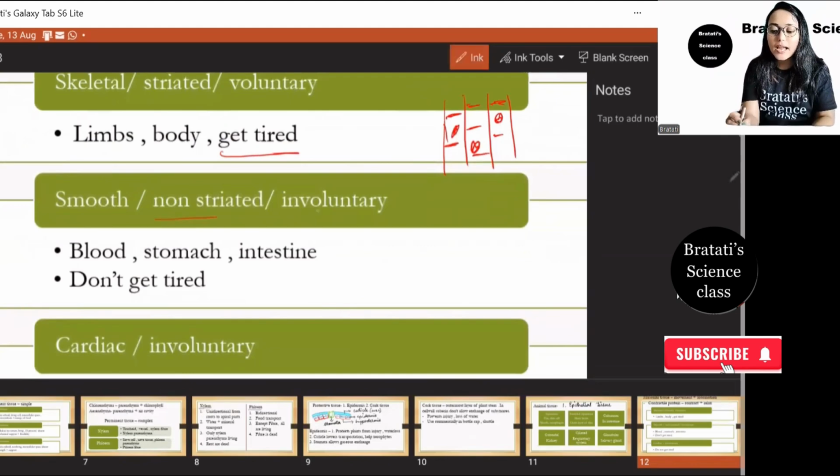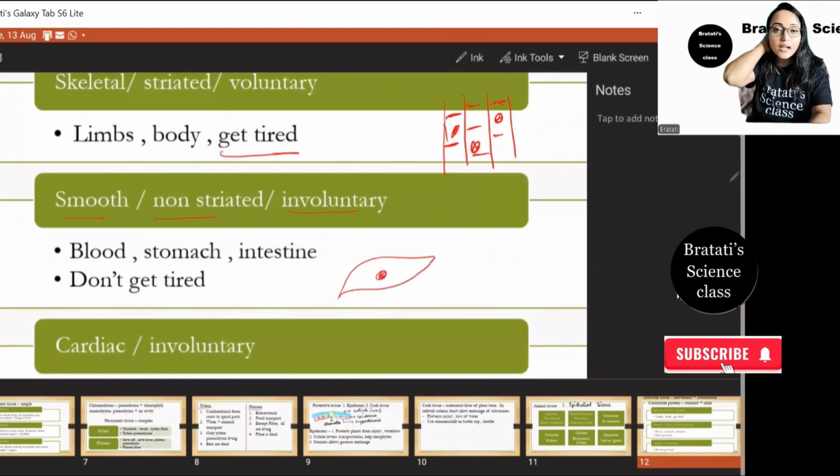And non-striated is involuntary, that is, not under our control, and they are also called smooth tissues. Now they don't have any striations, and this is how they look. These are present in the blood vessels, stomach or intestine. These kinds of tissues are smooth or non-striated. They don't get tired. The blood is circulating continuously, non-stop. The stomach is doing its action. The digestive juices, the bile juices, are coming to digest the food. The intestine is doing its own work, absorbing minerals and water, and then sending them to other parts of the body.